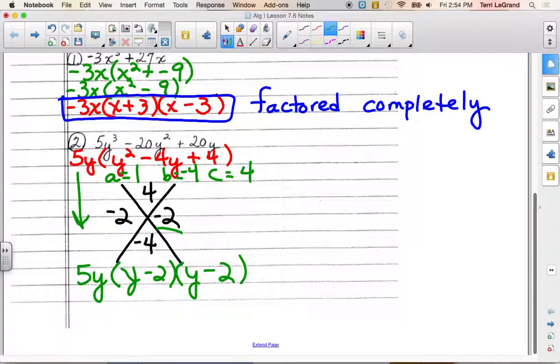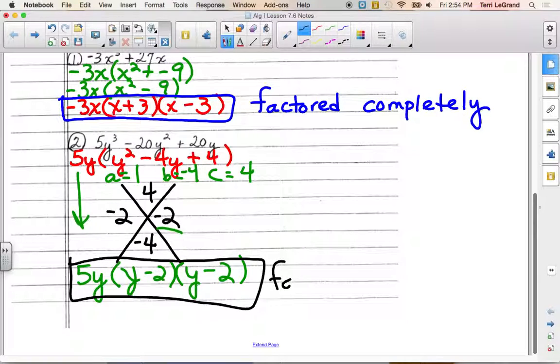Now, are you done yet? You have to ask yourself, I have a binomial there, it has subtraction, is y minus 2 the difference of two squares? In other words, can you take the square root of y? No. Square root of 2? No. So we'll call it quits and say it is now factored completely.